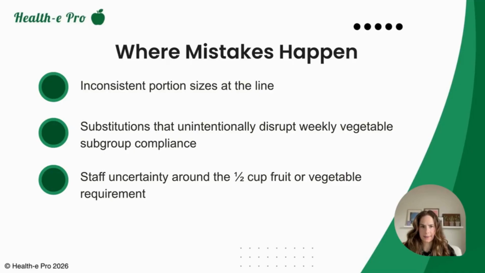So where do mistakes typically happen? I commonly see inconsistent portion sizes at the line, incorrect scoops or spoodles, substitutions that unintentionally disrupt weekly vegetable subgroup compliance, and staff uncertainty around the half a cup fruit or vegetable requirement.